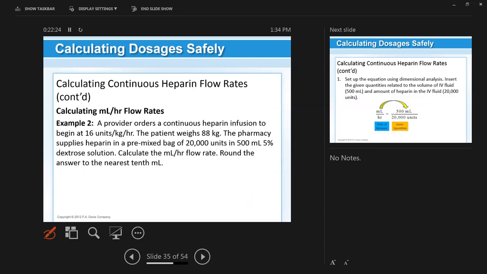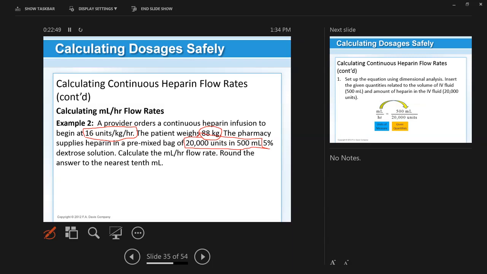You are now having a healthcare provider that orders a continuous heparin infusion to begin at 16 units per kilogram per hour. Your client weighs 88 kilograms. Your pharmacy gives you this bag of heparin. The concentration is 20,000 units of heparin in 500 milliliters of D5. Calculate the milliliters per hour flow rate.